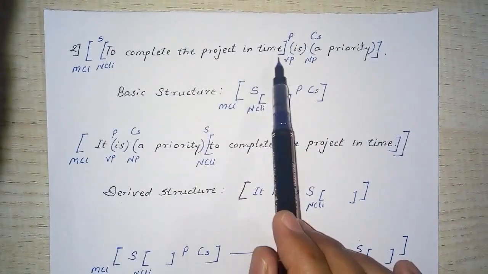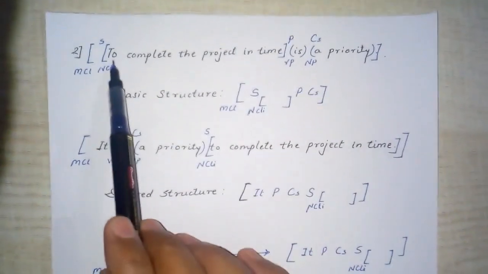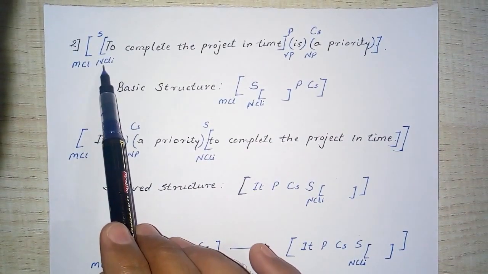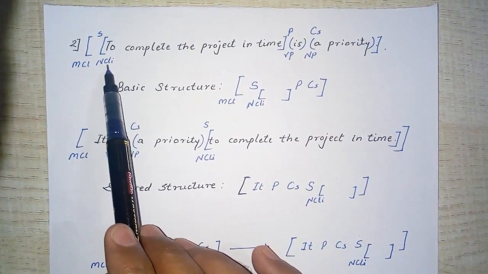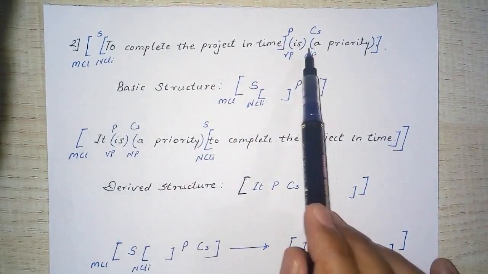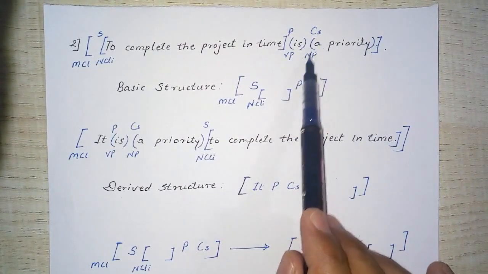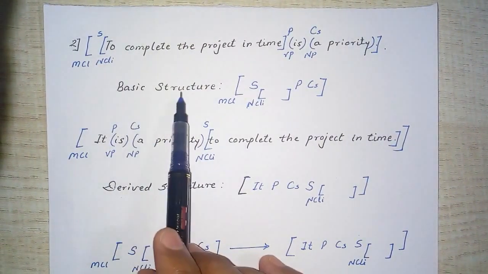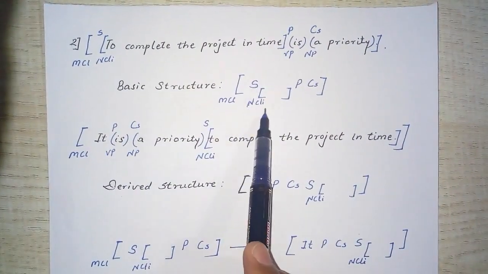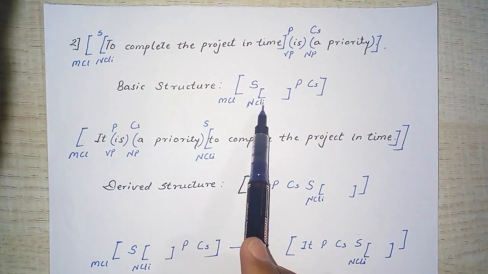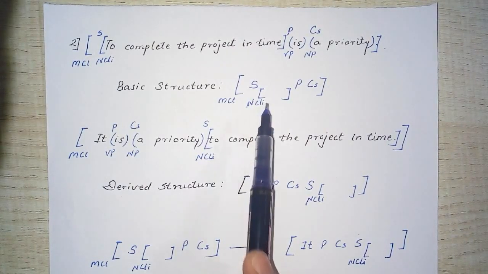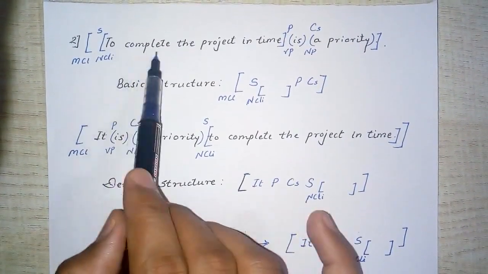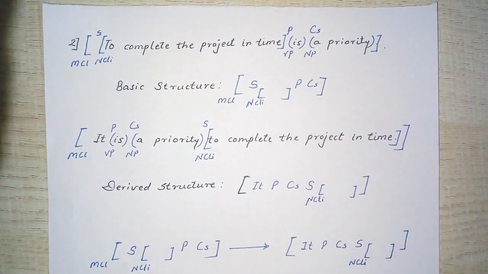To complete the project in time is a priority. So to complete the project in time is a subject, and basically it is a noun clause, an infinitive noun clause. Is is predicator, verb phrase, and a priority is subject complement and noun phrase. So the basic structure of this sentence is subject NCL I. Why is I written here? Because it is specifically an infinitive noun clause. It starts with to complete, then predicator and subject complement.